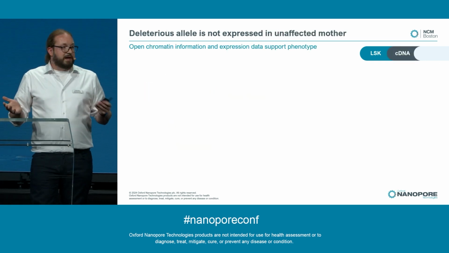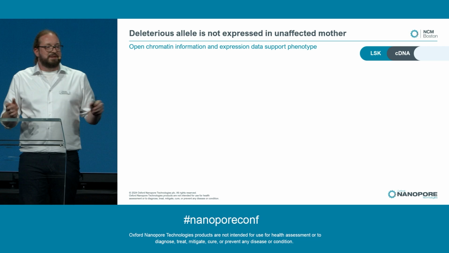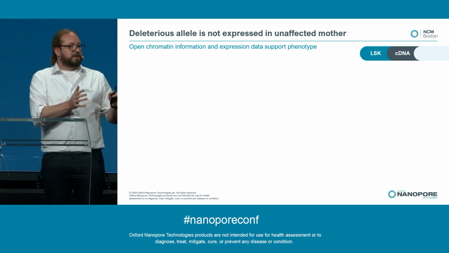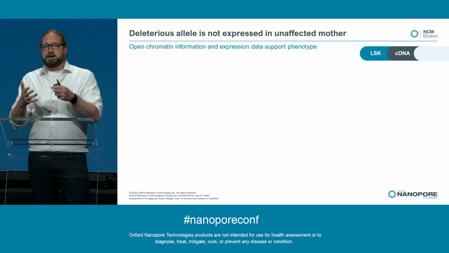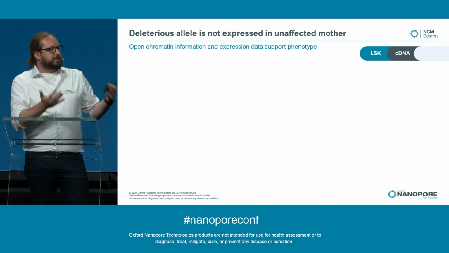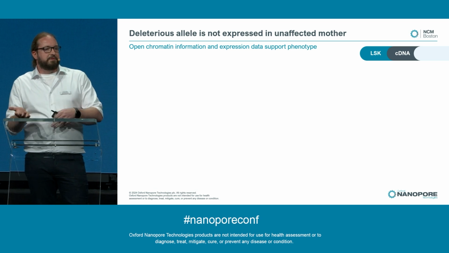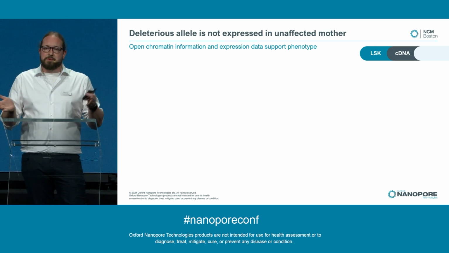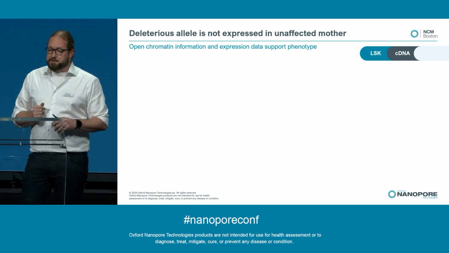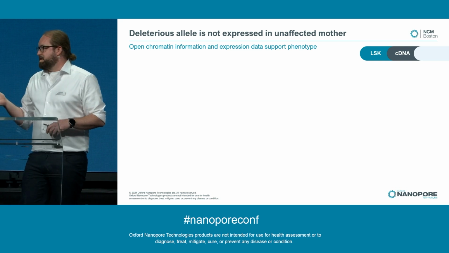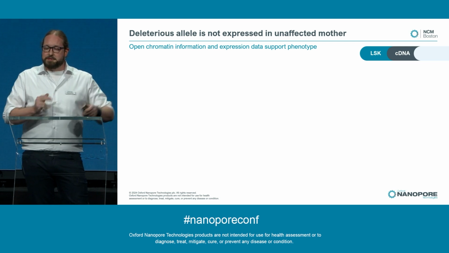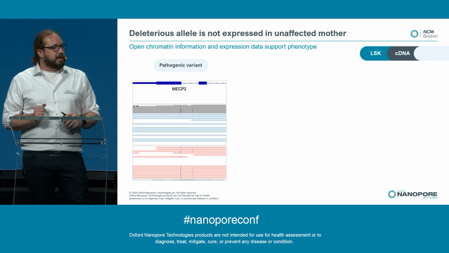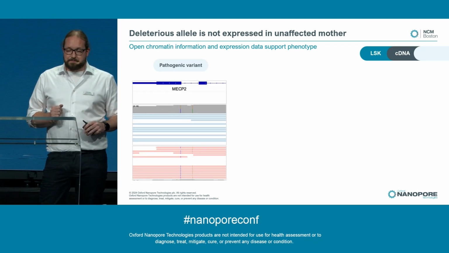With our data, we have two options to do that. If we just look at our whole genome sequencing data, we can use the open chromatin information as a proxy for expression. We basically check whether there is open chromatin in the promoter region of MECP2, which would be a proxy for whether it's expressed or not. And then we also have cDNA data, so we can directly check whether it's expressed. But first, let's focus on only having the whole genome data.